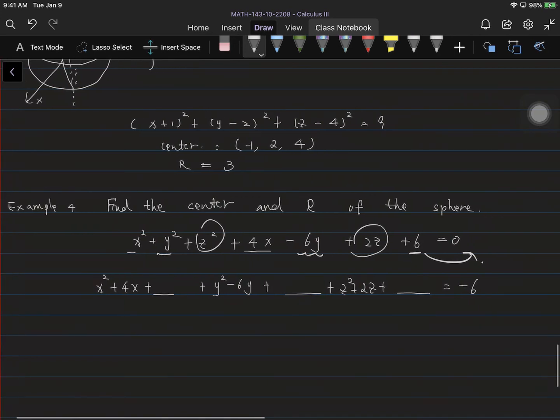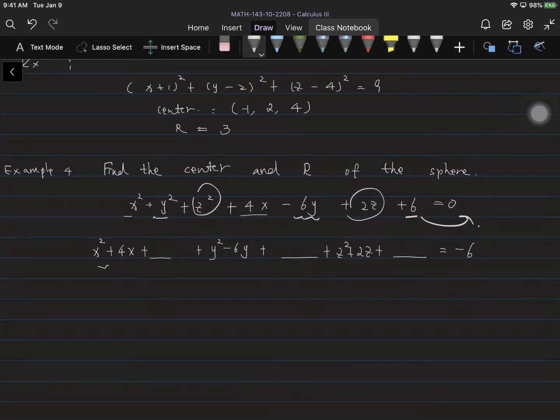Now complete the square, which means we add some number to turn those terms into squares. Based on the middle term, we should add 4 here. Based on the 6y, we should add 9, and here we should add 1. To keep the equation the same, we add those numbers on the left side, and we also need to add them on the right side: 4 plus 9 plus 1. So we still have the same equation. Right, now complete the square. This is called the complete the square method.